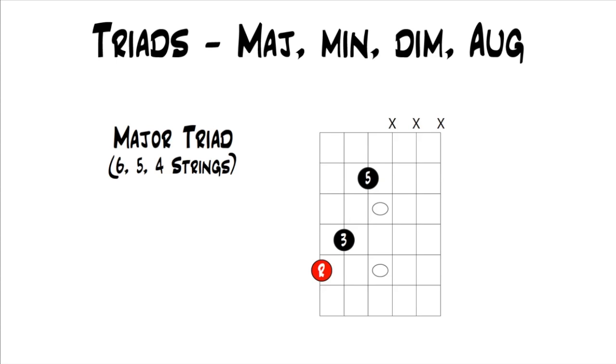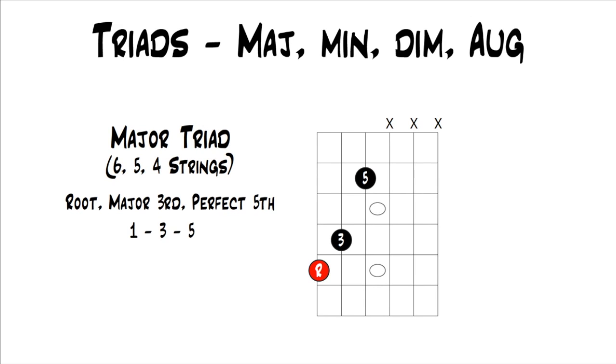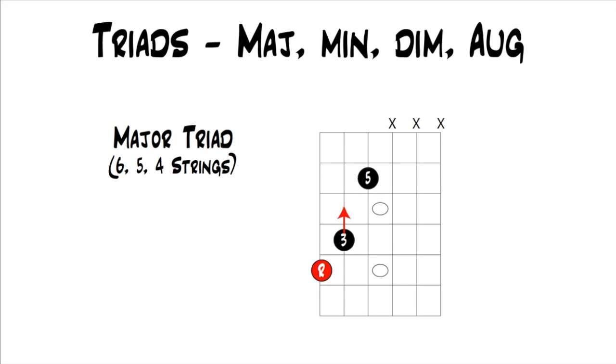So here's a major triad on the 6th, 5th, and 4th string sets. We're going to cover the other string sets in an upcoming lesson. For this lesson, we're just going to stick with these strings. And by now you know that a major triad is a root, a major third, and a perfect fifth, or a 1, 3, 5. So all we have to do to make this a minor triad is take the major third and move it down 1/2 step. And then it becomes a minor triad.